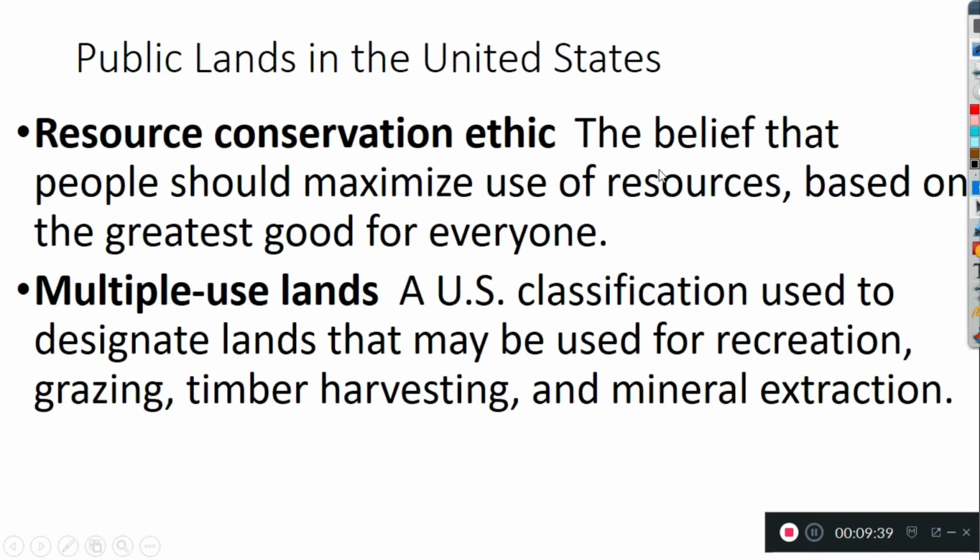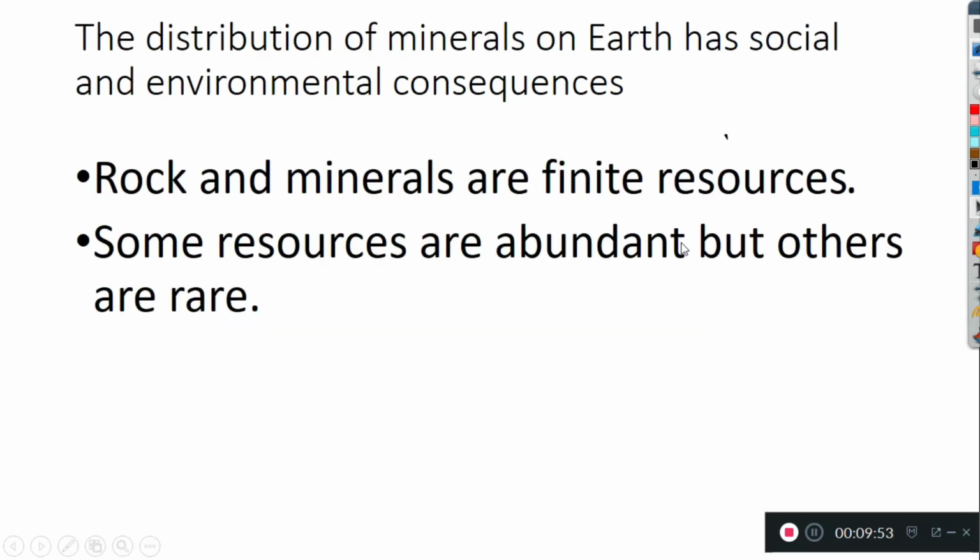So we need to go to a resource conservation ethic. We want to maximize the use of our resource, but make sure we're doing it in a smart way. We want to conserve as much as we have so that it's always available for future generations. This is what's going to help us to eliminate that tragedy of the commons.